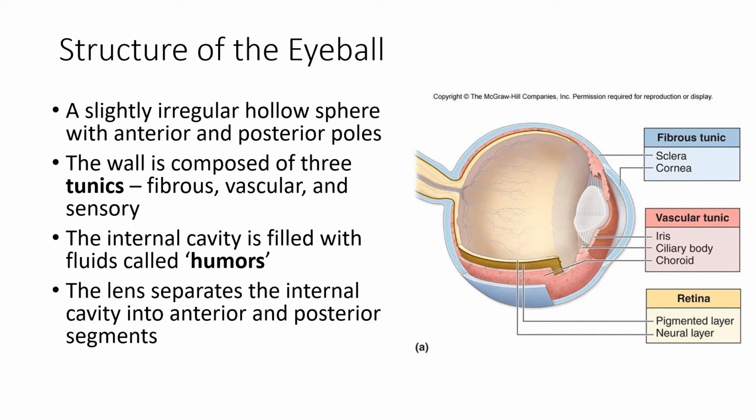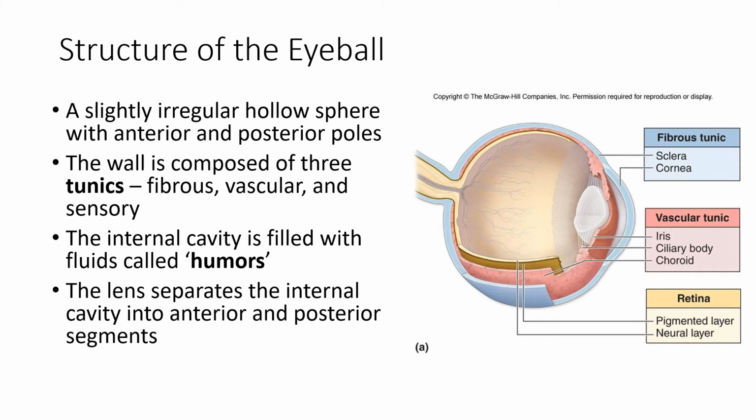Underneath that, we've got the vascular layer, which contains blood vessels, very fine capillaries and so on, that will help nourish the eye and provide oxygen to the eye and remove waste and carbon dioxide. And then the innermost layer is known as the sensory layer, although most people just refer to it as the retina. This is the layer that contains the photoreceptors.